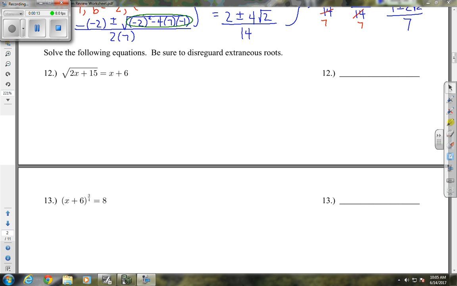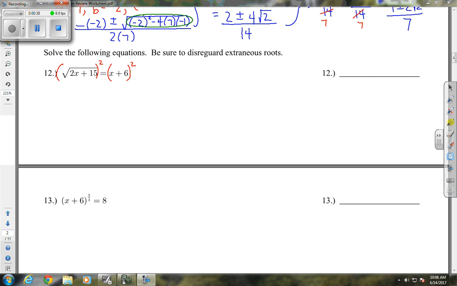Chapter 1 was probably one of our most challenging chapters of the semester simply because there's so many different types of equations and methods to remember. So getting started on number 12, notice we have a one radical equation. To get rid of that radical, we are going to square both sides. So I'm going to square the left side and I'm going to square the right side.